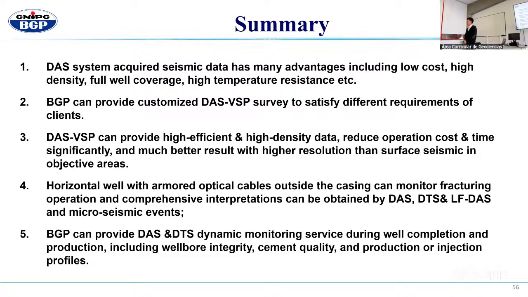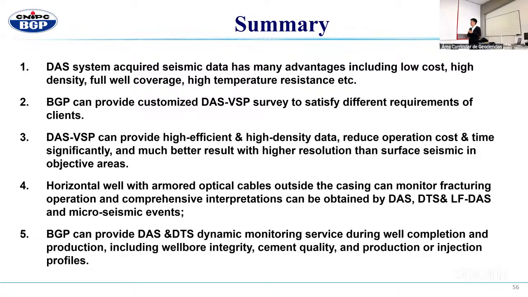I'm particularly interested in this kind of topic, and I have some questions. Okay. Can you explain the difference between DAS and DSS? So from my understanding, DAS is an acoustic sensor, and DTS is temperature. No, DSS. DSS. Okay.